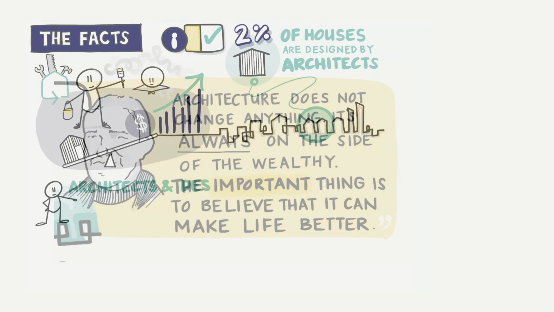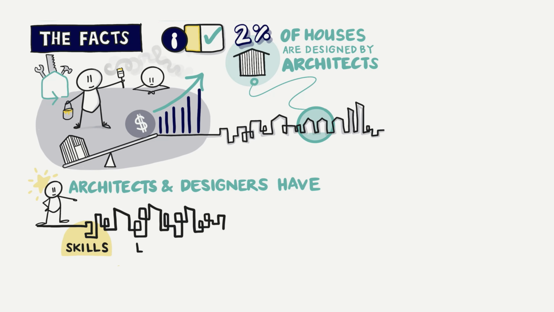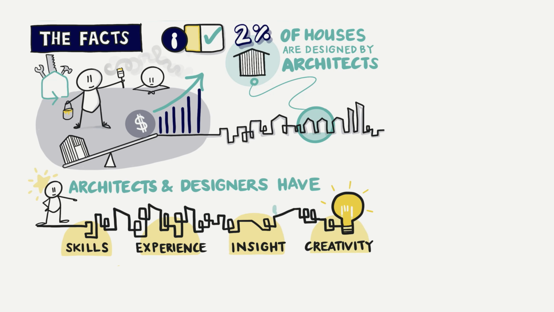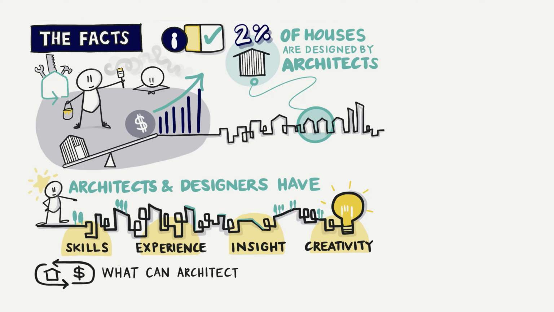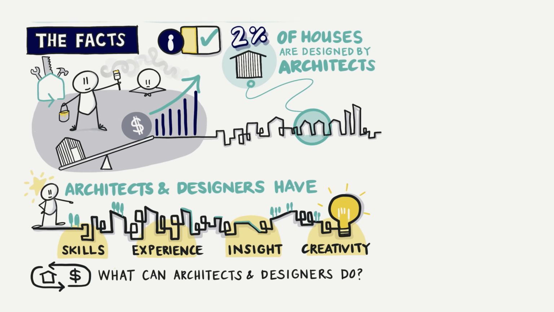The problem is architects have the right skills, the experience, the insight and creativity to make housing more affordable for us all. With these astonishing facts in mind, we clearly need to do something about the problem if we are to make a difference in the world and create more affordable housing for us all. So what can we do about it? How do we as architects and designers help democratize architecture and ensure that everyone can afford to live in a home that they can afford? Let's take a closer look.